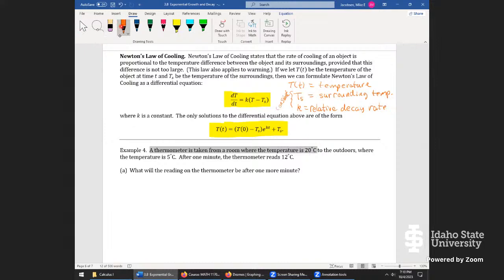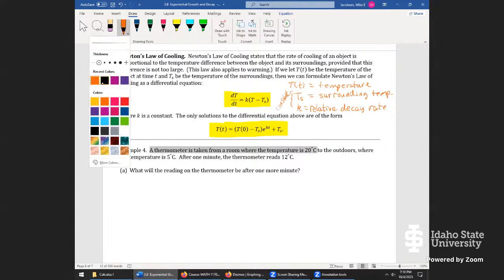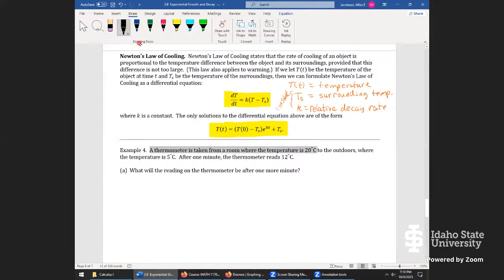So we'll say, actually, I want to use this color here. Temperature at some time is 20 degrees Celsius. Anyone see what the time is right here? That would be implied. Exactly. We're thinking of time 0 starting the minute the thermometer is placed into a new location. So the initial temperature, 20 degrees.